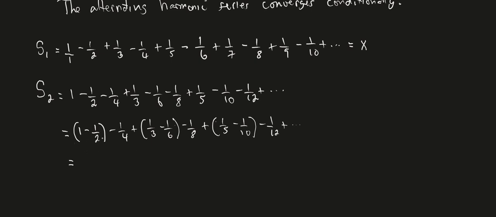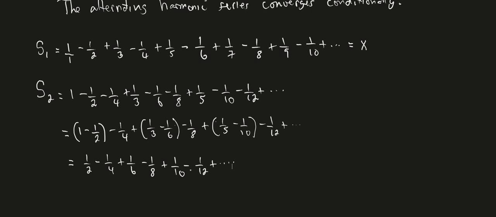1 minus 1/2 is 1/2. There's no change to the negative 1/4. That comes down. 1/3 minus 1/6 is 1/6. So bring down that 1/6, and there's no change to the negative 1/8. And then 1/5 minus 1/10, that's 1/10. So bring that down. Bring down the negative 1/12, and so on.